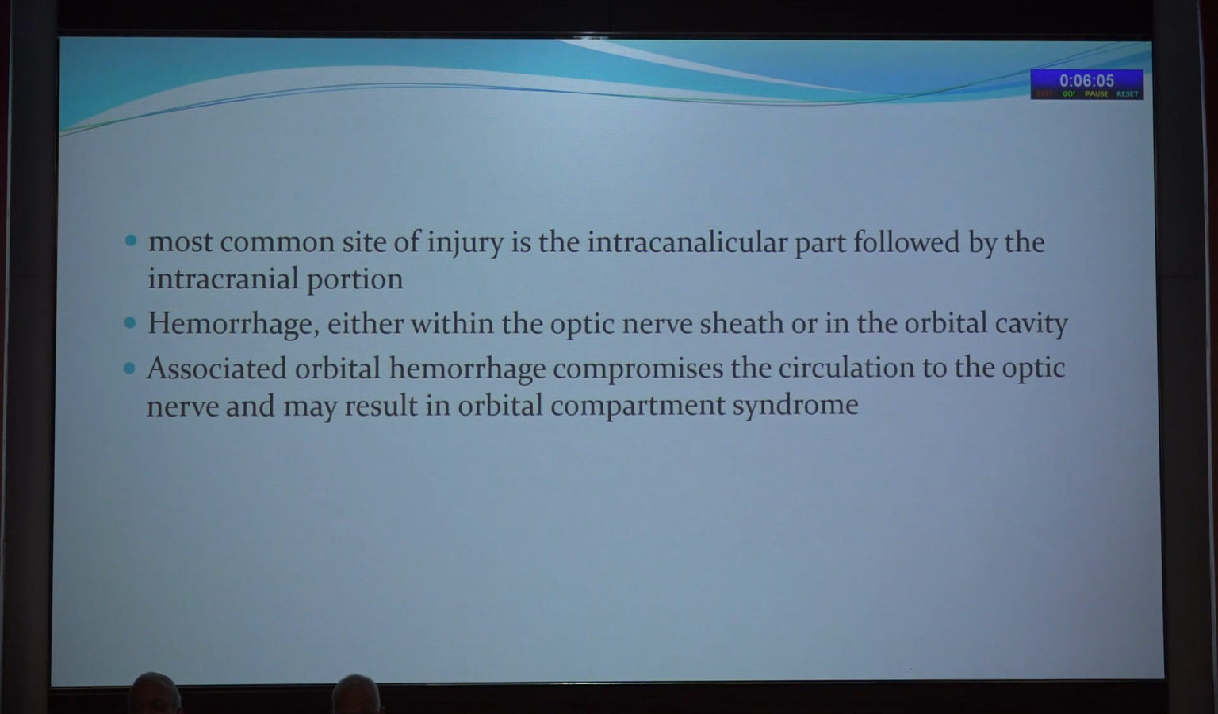Here the most common site of injury is the intracanalicular part. Why? Because it's the most fixed, immobile part of the optic nerve. Sometimes you may see hemorrhage within the optic nerve sheath, or hemorrhage in the orbital cavity. This hemorrhage compromises the circulation of the optic nerve and may result in compartment syndrome. So this is where a surgical intervention may probably make a difference.